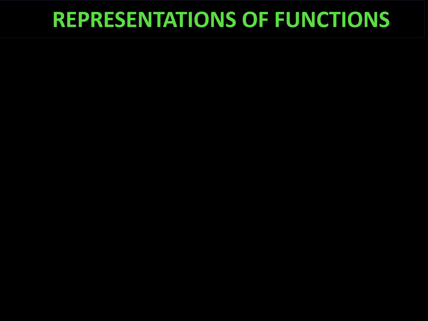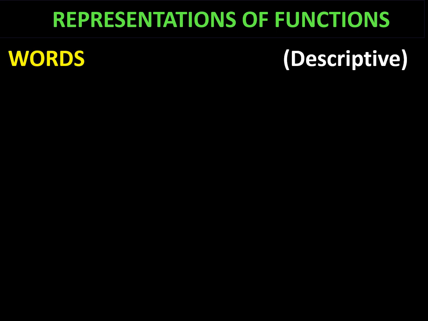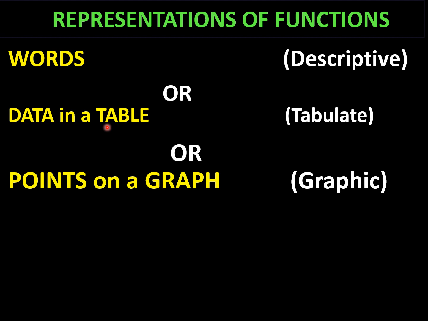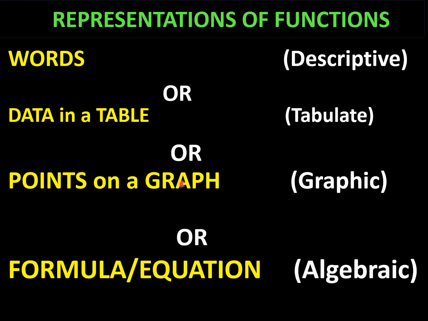Now, functions can be represented in different ways. Let's look at the first one, which is to describe it using words. In other words, we can use words to describe the function. Or a function can also be represented by data that's provided in a table. In other words, we tabulate the data. Or it can be points on a graph. In other words, we can have a graphical representation of a function. Or lastly, a function can be defined or described by means of a formula or equation. And that's the algebraic representation of a function.